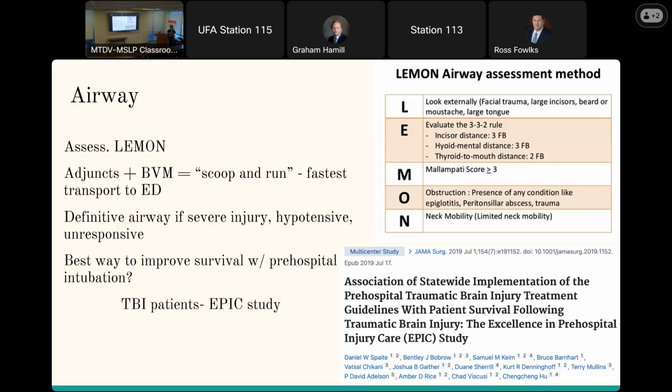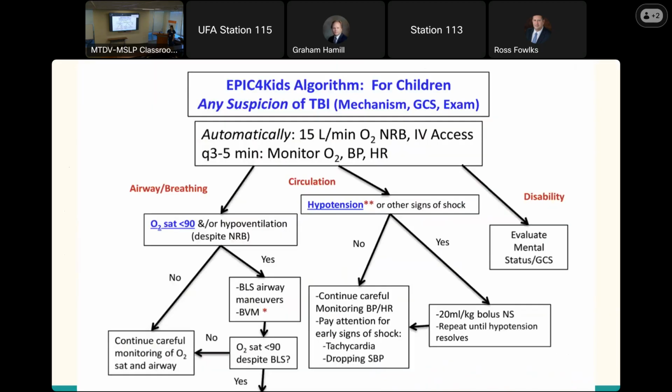I don't know if you know about this EPIC study, and the Brain Trauma Foundation just released these new guidelines that outline basically what should be done in the pre-hospital setting. It decreases mortality in TBI patients by 30%. Yeah, 30% is what they found.